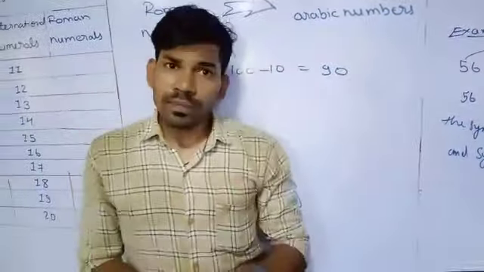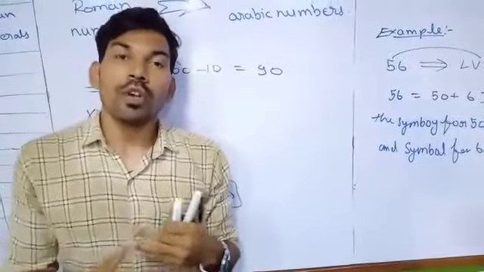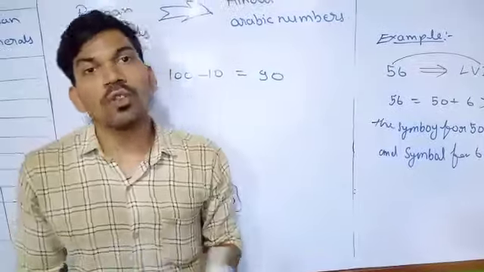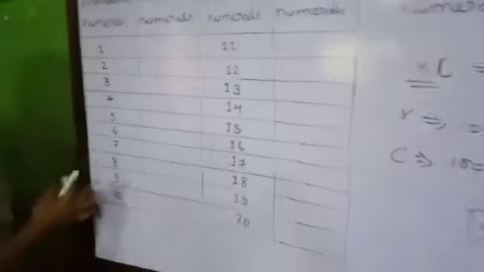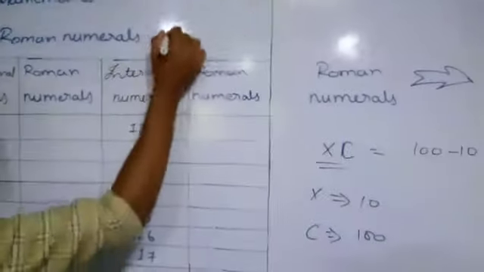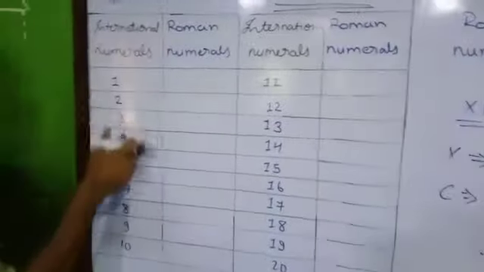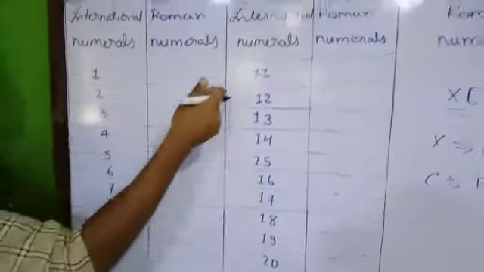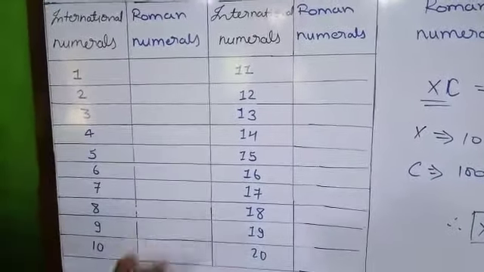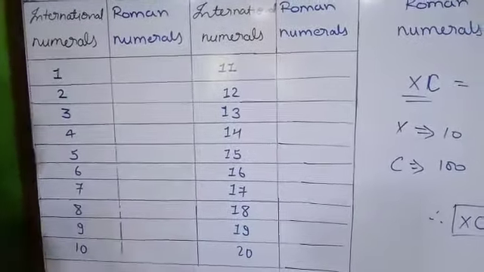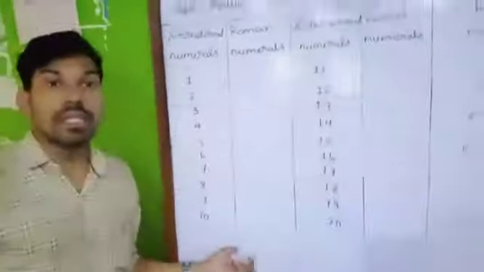Till now we learned about the Roman numerals, how to perform with them, and how to convert them. Now the next part is homework for you all. Here are international numerals and Roman numerals. International numerals are written till 20 and the places for the Roman numerals are blank. You have to find all these Roman numerals from 1 to 20.